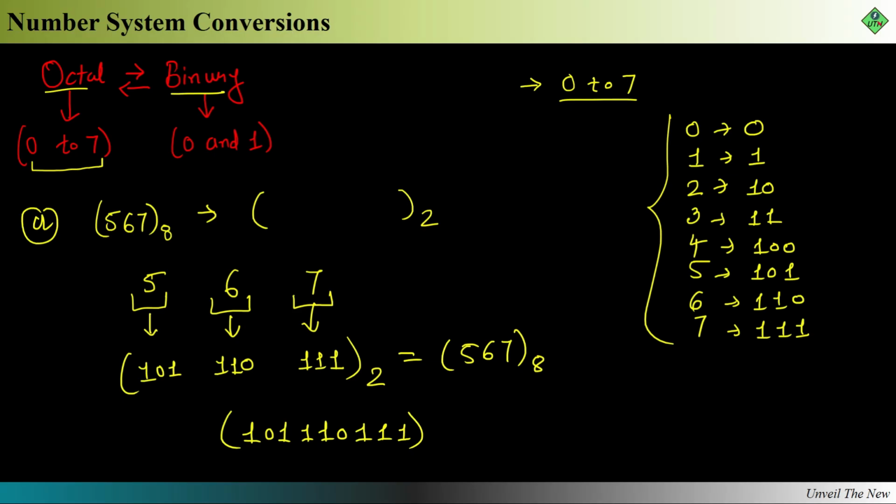This is a very simple conversion, octal to binary. Similarly, hexadecimal to binary is also a very simple conversion. Let's take another example. Right now, let's take a rational number. The number that we will take is 437.123.